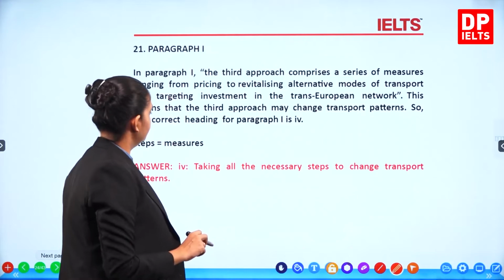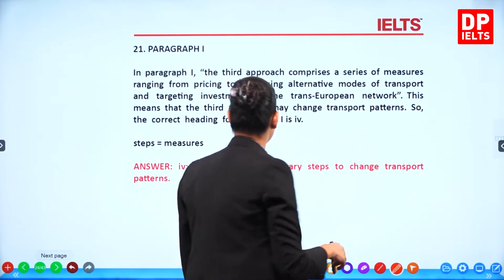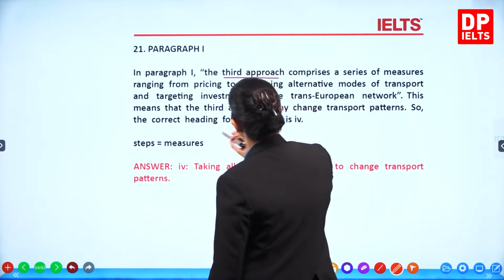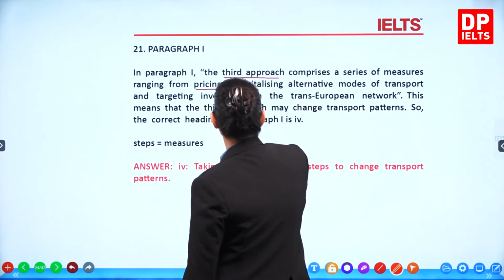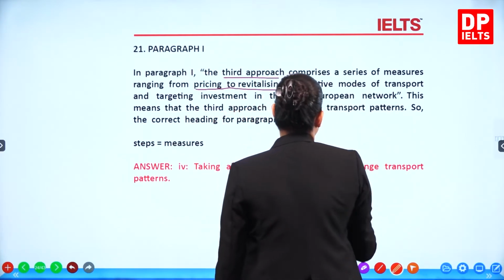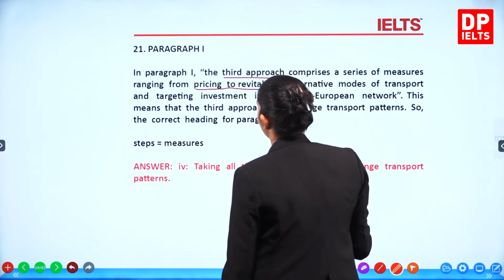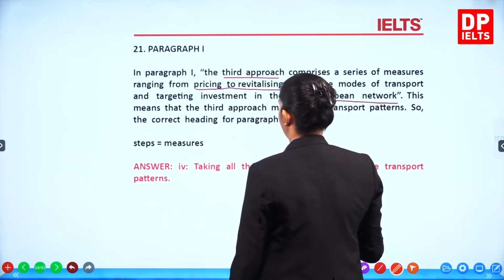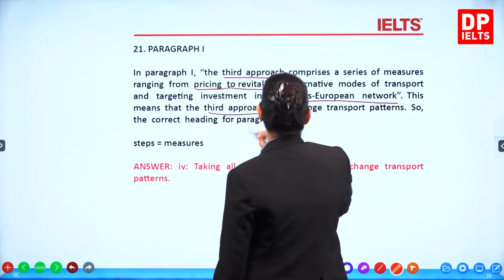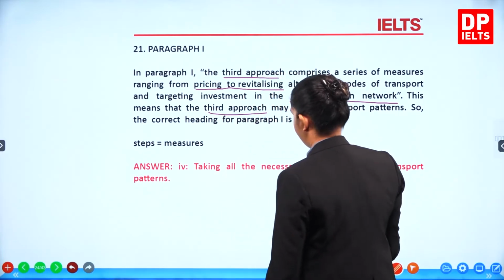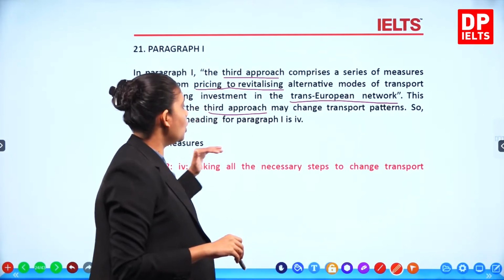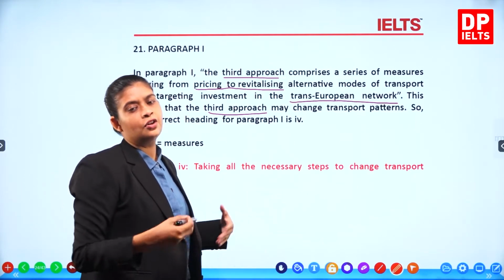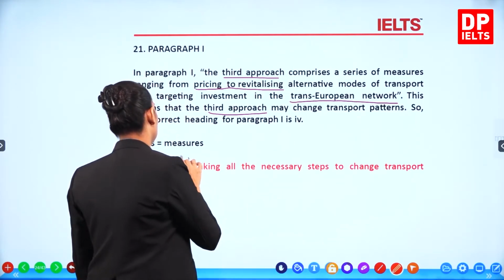21, para I. It goes on to say, the third approach comprises a series of measures ranging from pricing to revitalizing alternative modes of transport and targeting investment in the trans-European network. This means that the third approach may change transport patterns. So, taking all the necessary steps to change transport patterns. Everything is about changing transport patterns here. The answer would be 4.